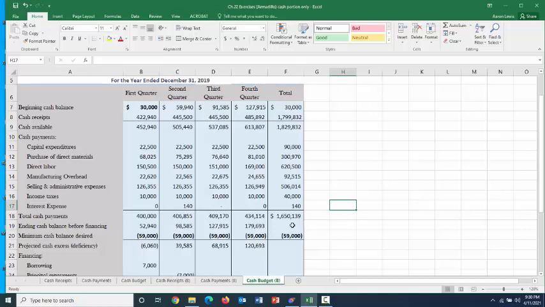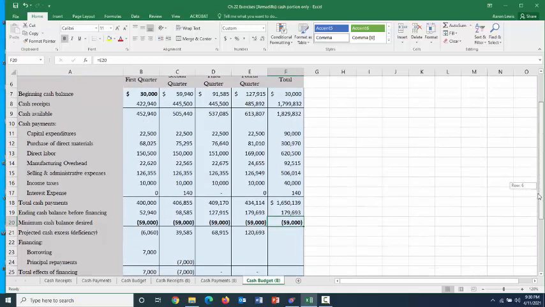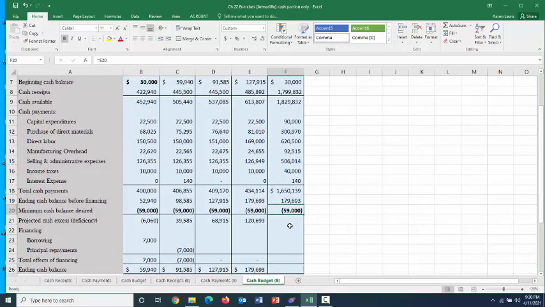So our ending cash balance before financing at the end of the year is going to be whatever we end the fourth quarter with. That's going to be $179,693. Our minimum balance is expected to be $59,000, which means that our projected cash excess at the end of the year is going to be $120,693.